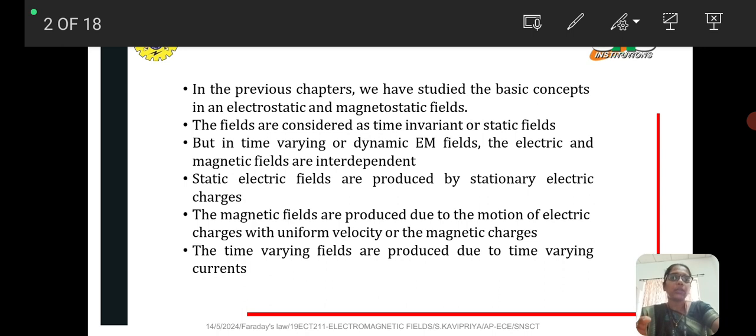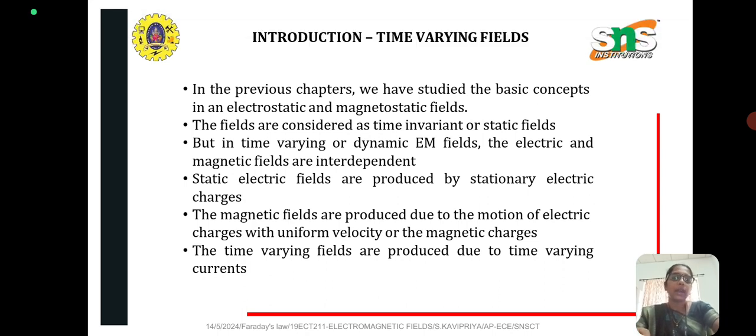So we have seen about electric and magnetic fields. The fields were considered as time invariant. Whatever fields we have seen so far are time invariant or static fields. But in time varying or dynamic EM fields, the electric and magnetic fields are interdependent.